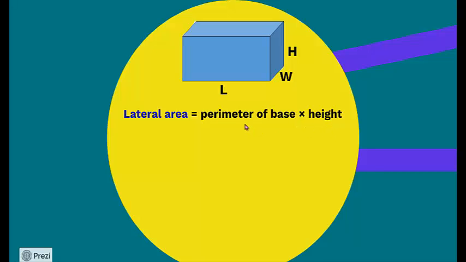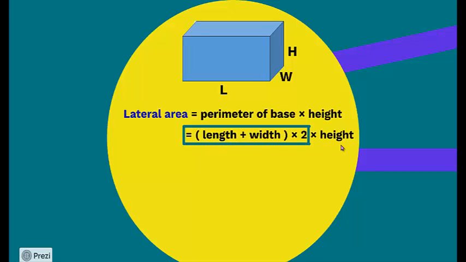What is the perimeter of a rectangle? The perimeter of a rectangle is length plus width times 2. So now the lateral area equals length plus width times 2 times the height. Remember that length plus width times 2 is the perimeter of the base. And then I multiply by height to find the lateral area of a cuboid.